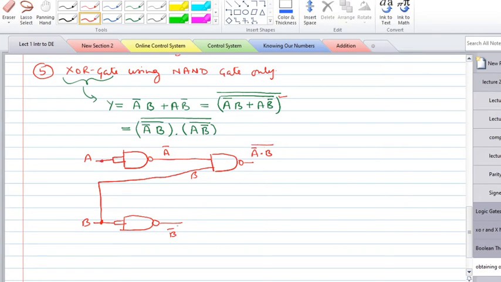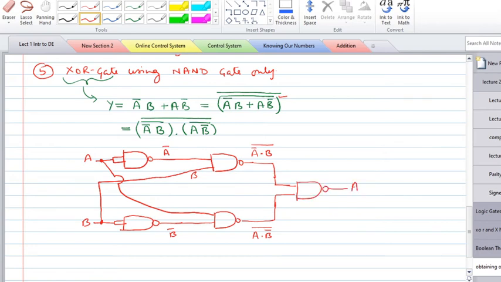Second is to be generated using another NAND gate that will result in A B bar whole bar, and then finally we have to take the NAND gate output, that is A bar B dot A B bar bar this bar, and that results in A XOR B.